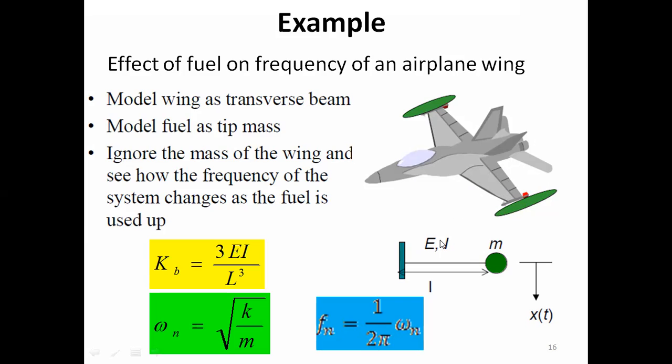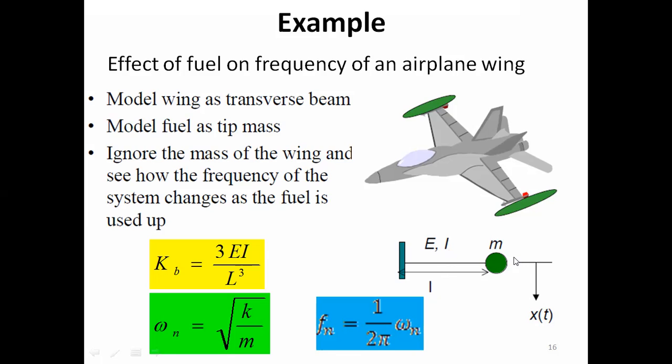So modeling this as a cantilever beam, this is a fixed support, and this end of the beam is fixed to the support, whereas the other end is free and there is mass. And let's say that mass is m. E is the Young's modulus of the material of the cantilever. I is the second moment of area of the beam, and L is the length of the beam. And let's say x of t is the response of this cantilever beam.